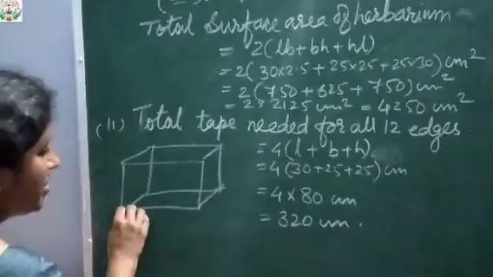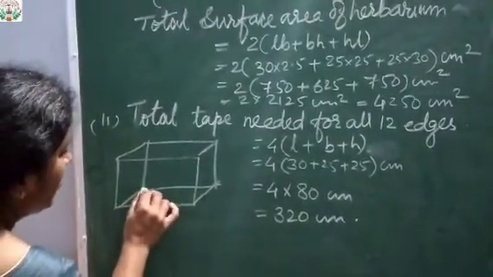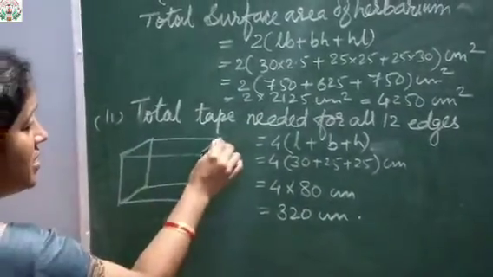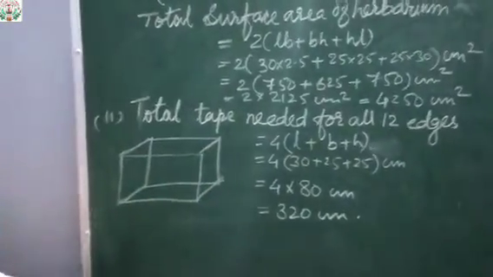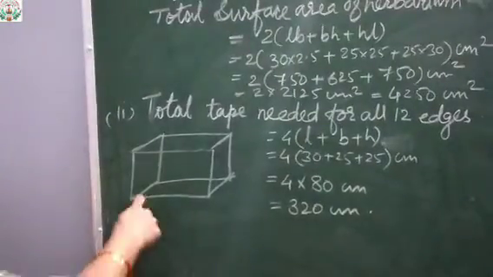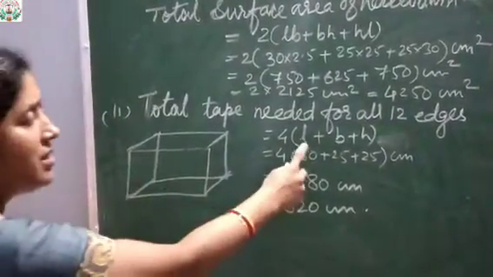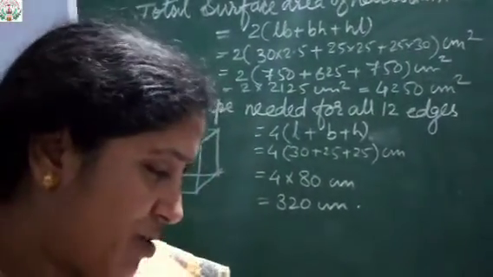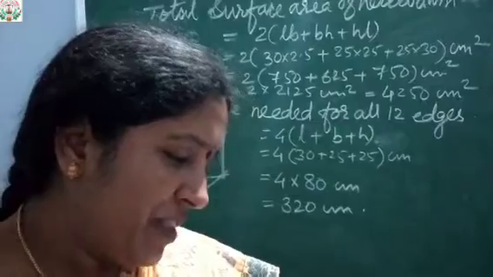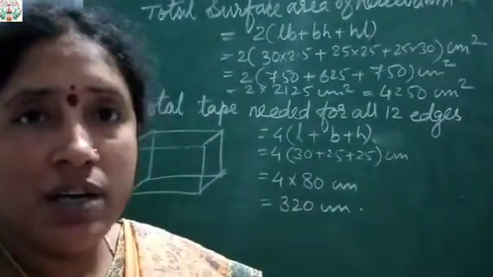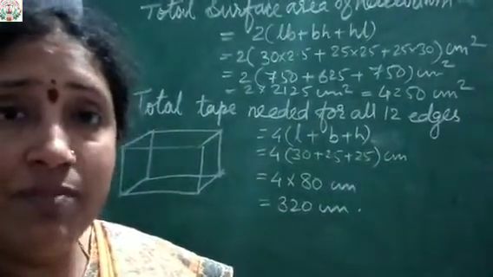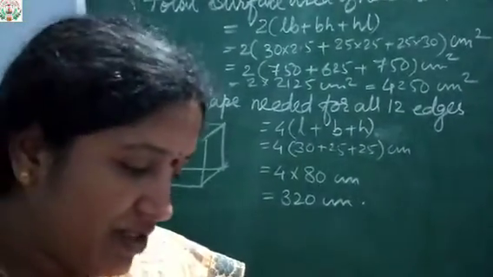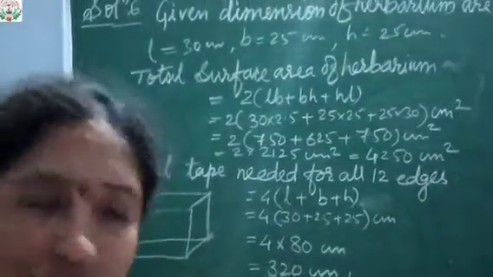Here in this edge tape is used, wherever the joints are there, tape is used, here tape is used, and here tape is used. Means all the places, length, breadth and height, tapes are used. Okay, so now what is given? The herbarium length is 30 cm, breadth is 25 cm and height is 25 cm.